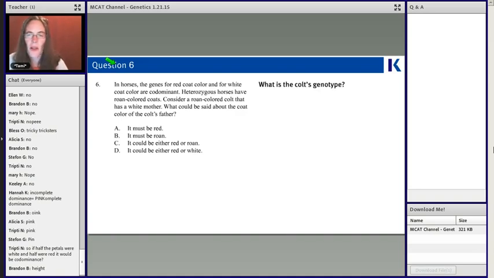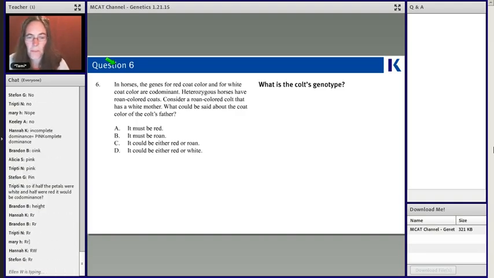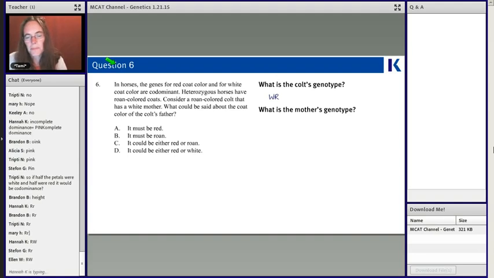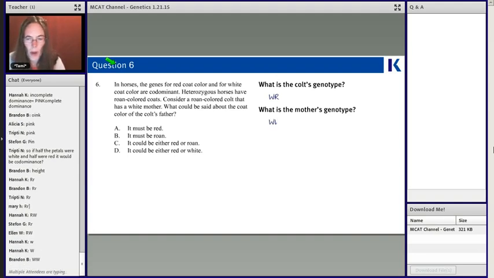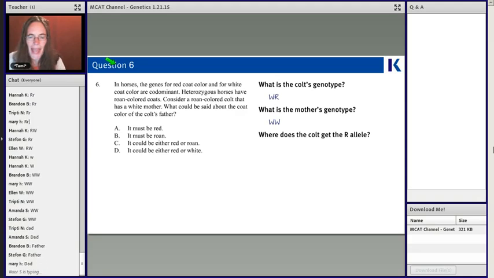So first of all, what is the colt's genotype? He has a roan-colored coat, so he's got to have a red, and we know he got a white from his mom. We're going to call it white-red. White-red. Okay. The reason they're both capital is to show that they're codominant. That's why we don't use a capital and a small letter. What was the mother's genotype? White-white. Where did that R allele come from? Had to come from dad.